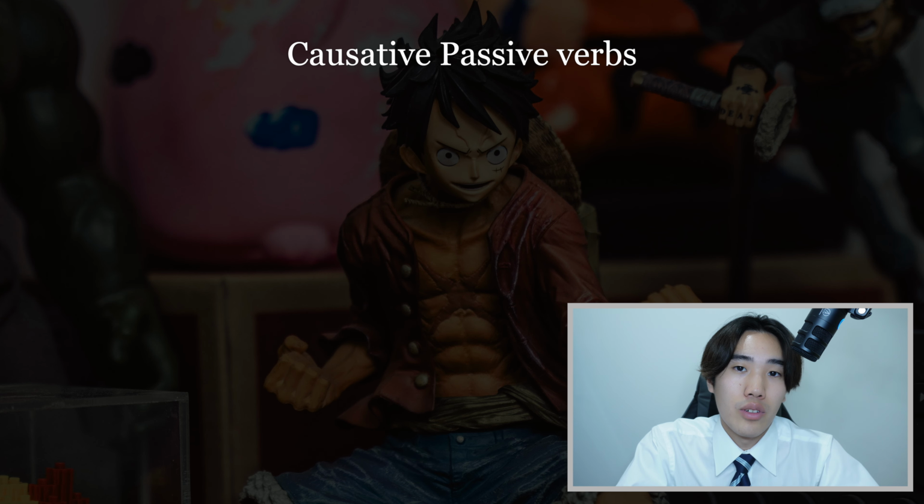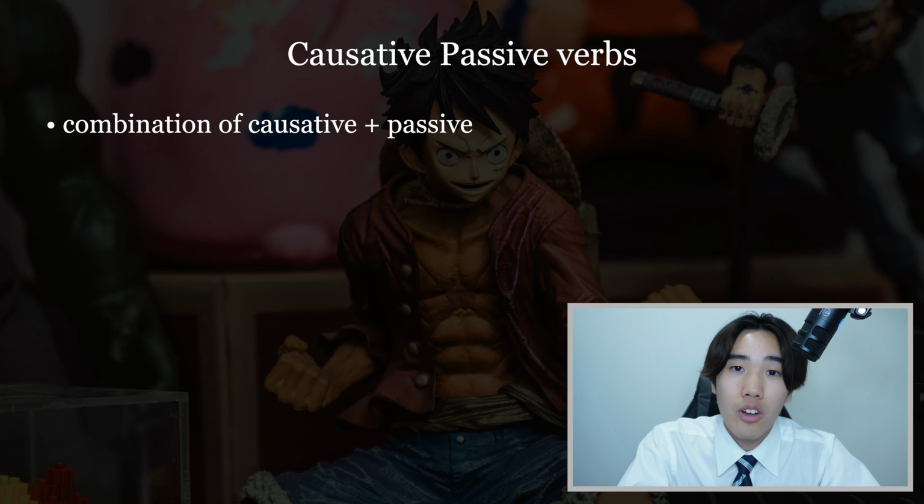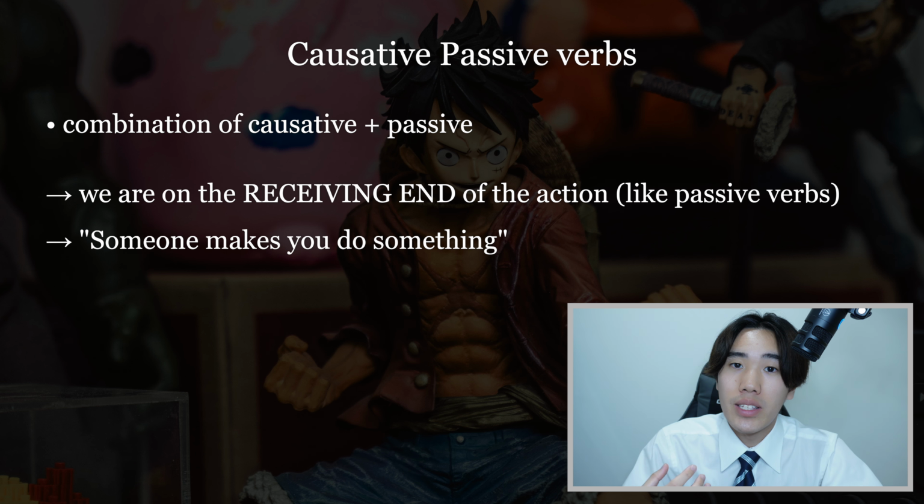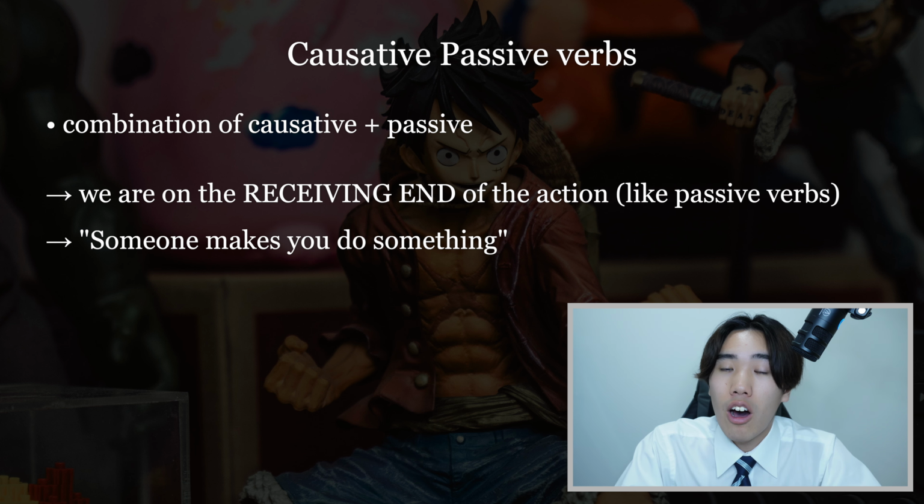Now let's move on to the last part of this lesson, which is causative-passive verbs. Causative-passive verbs are basically a combination of causative verbs and passive verbs. The most important part is that this time we're on the receiving end of the action, like passive verbs, except we are talking about how someone makes you do something, or basically you are made to do something by someone else. In order to get the causative-passive verb, you basically conjugate a verb to its causative form first, and then we apply the passive conjugation.